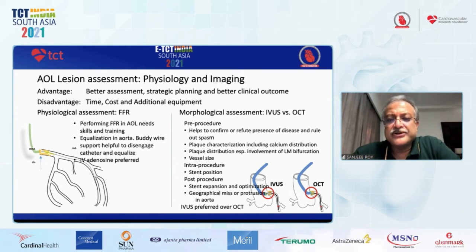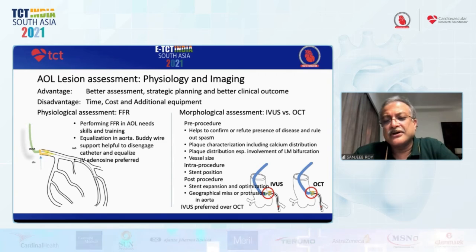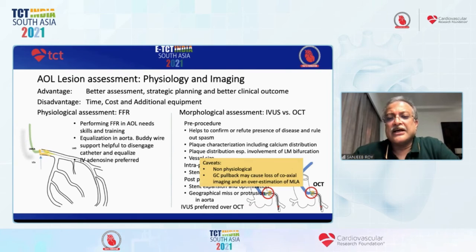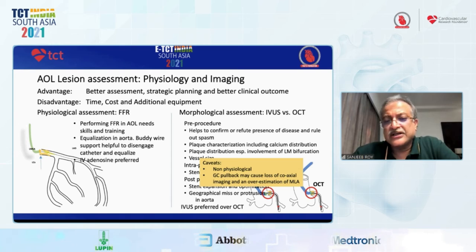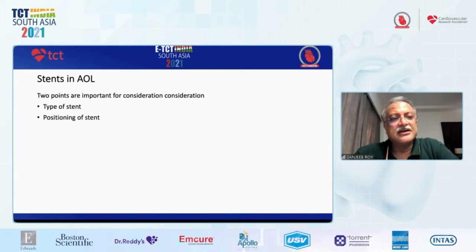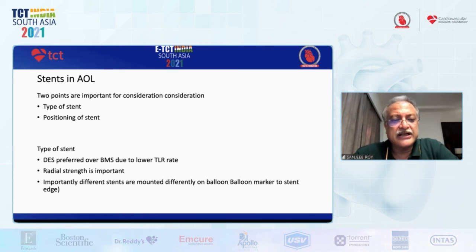Post-procedure imaging helps you to give an optimized result and ensure that there's no geographical miss or protrusion in the aorta. However, there are caveats. The imaging is non-physiological, and sometimes guide catheter pulling back may cause loss of coaxial imaging and therefore an overestimation of the MLA. As far as the stents are concerned, DES is preferred because of the lower TLR.